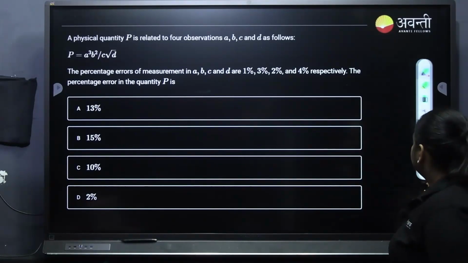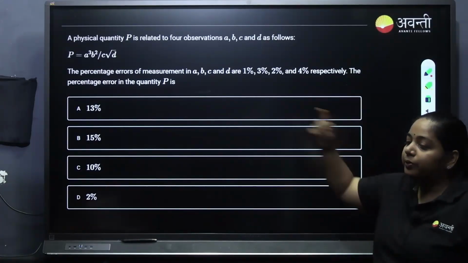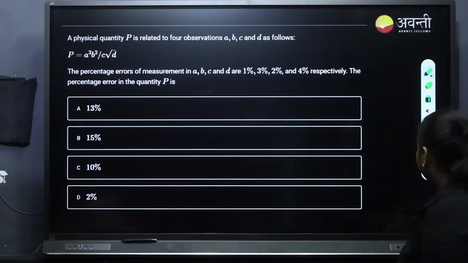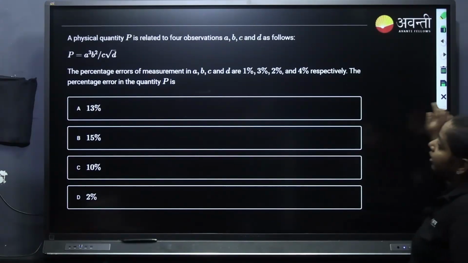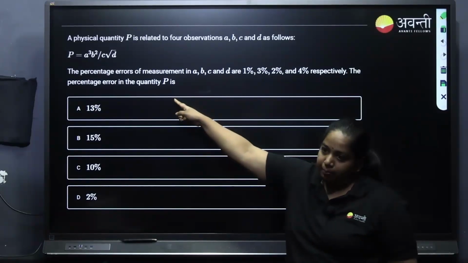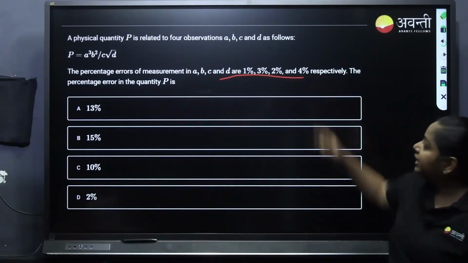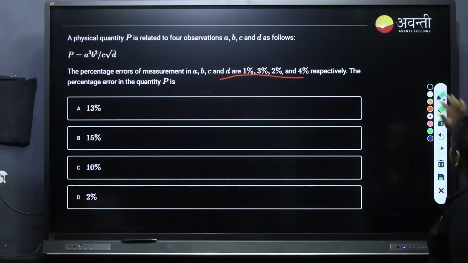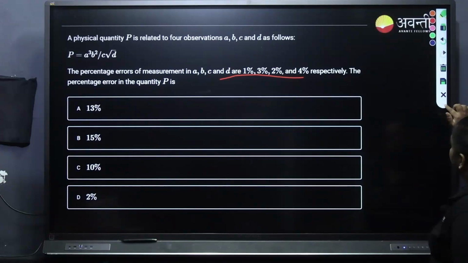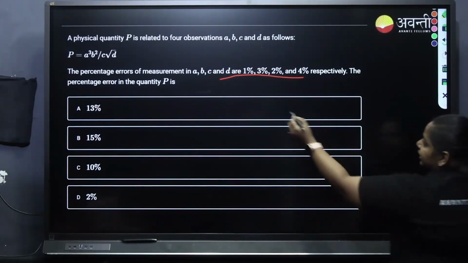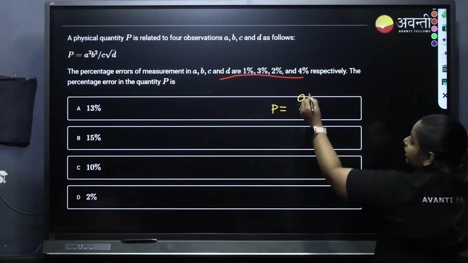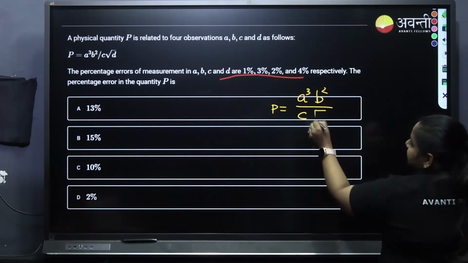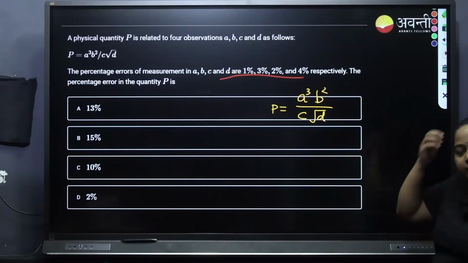Okay, as you can see on the board, there is P equal to A cube B square divided by C root D. We have to calculate the percentage error in P; the percentage error in each value is given. So while doing that, let's write P equal to A cube B square divided by C root D, right?